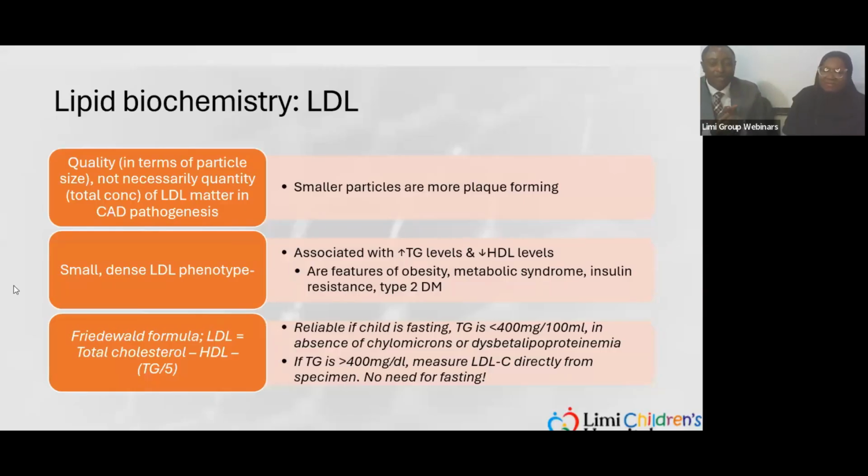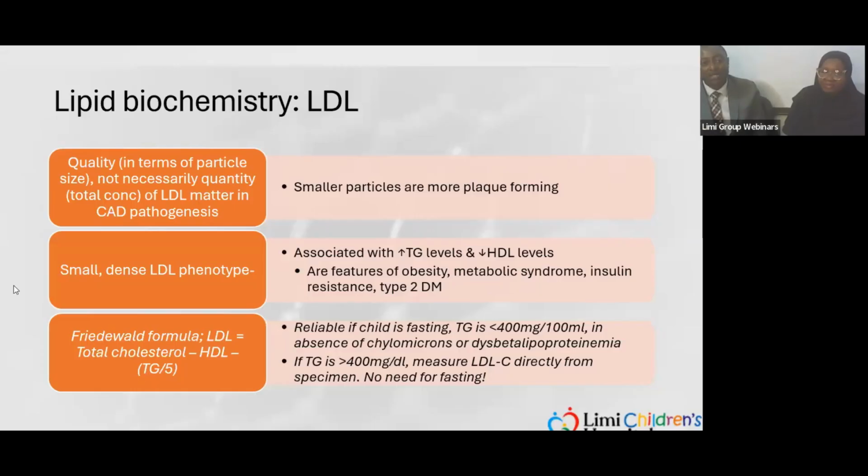So we look at low density lipoprotein from two perspectives, qualitatively and quantitatively. Qualitatively, in terms of particle size, if it can be assessed in that specific laboratory, and quantitatively in terms of the quantity. The smaller the particles, the greater the risk of atherogenesis, formation of plaques, because it can permeate into the intima of the vessels and form plaques.